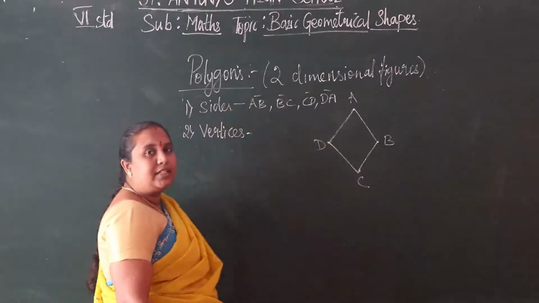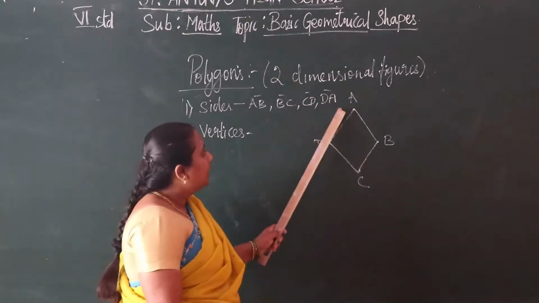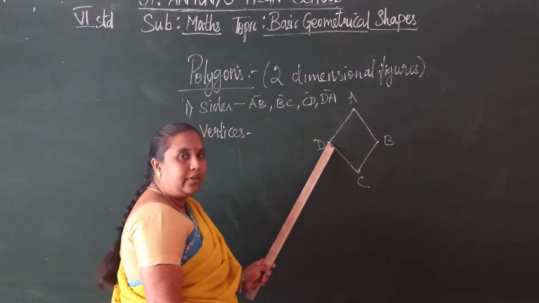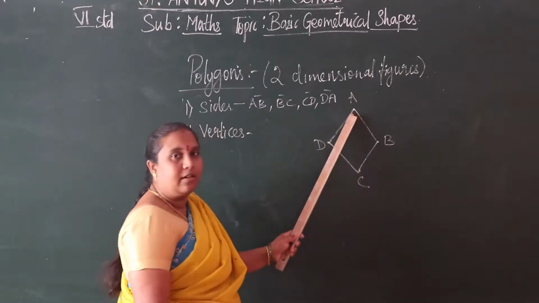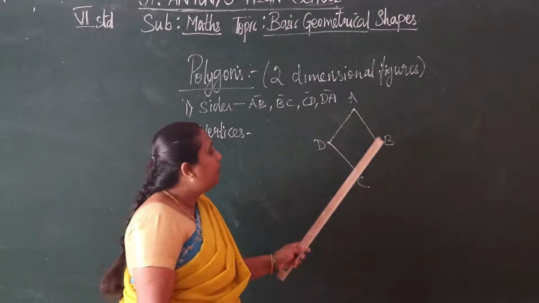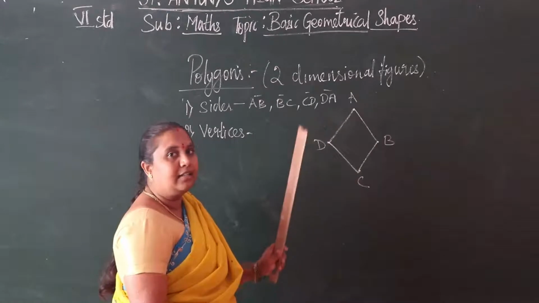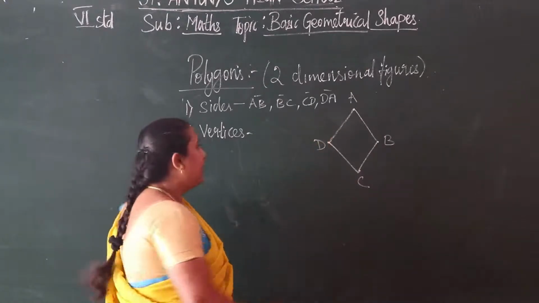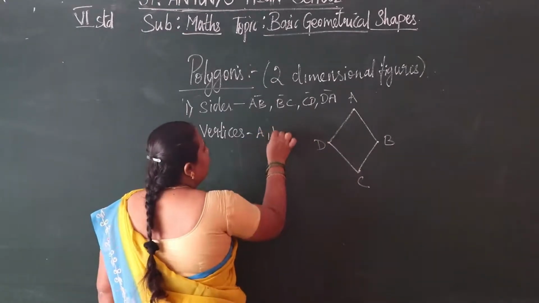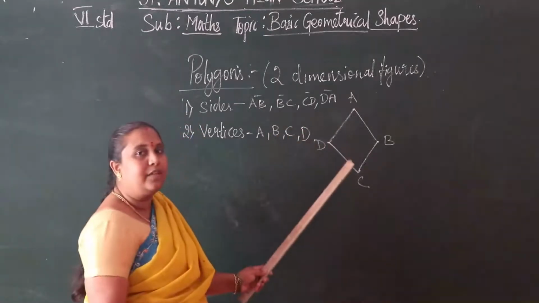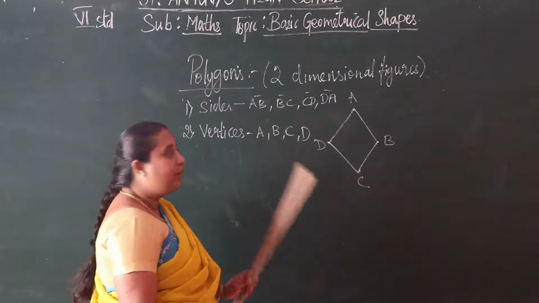So what are the vertices here in this figure? A, B, C, D. The point A is one vertex and B is another vertex, C is another vertex and D is another vertex. What are the vertices here? A, B, C and D are the vertices of the given figure. Okay.